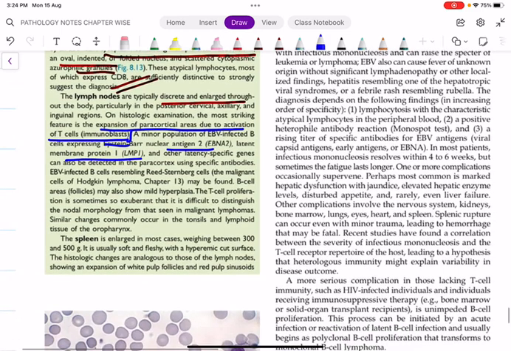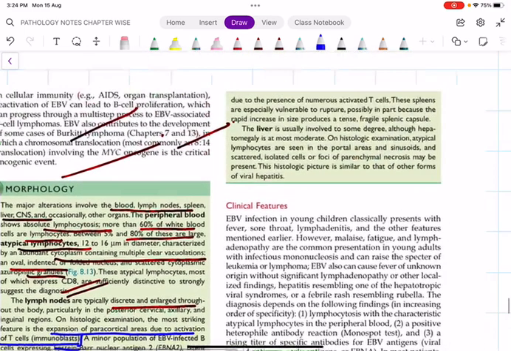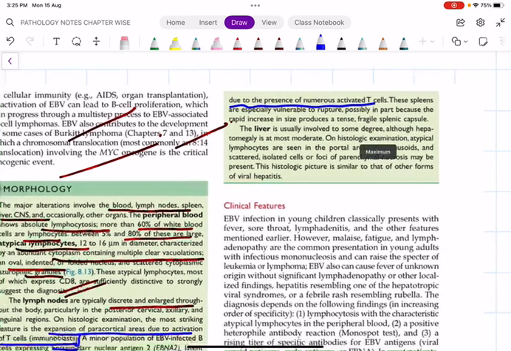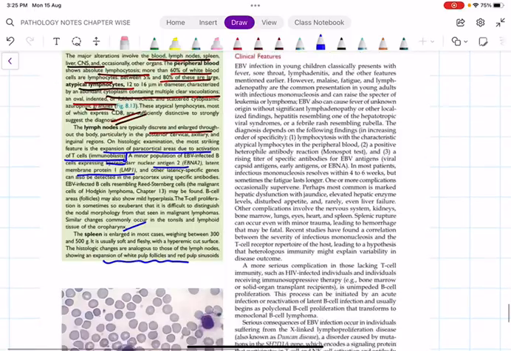Next, spleen. The spleen will also be enlarged. There will be expansion of white pulp and red pulp sinusoids. Why? Because in white pulp we have the T lymphocytes. Of course, the red pulp is also expanded and enlarged. Then the liver shows hepatomegaly and there will be atypical lymphocytes in the portal area and sinusoids. But there are no specific features in the liver.